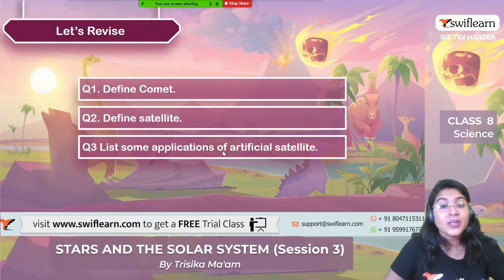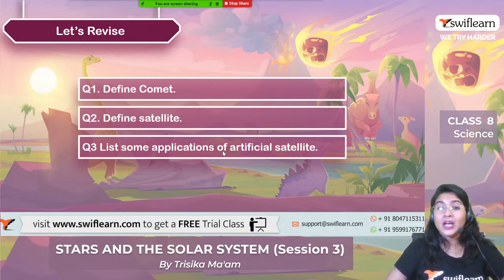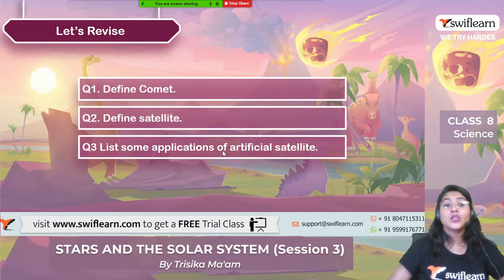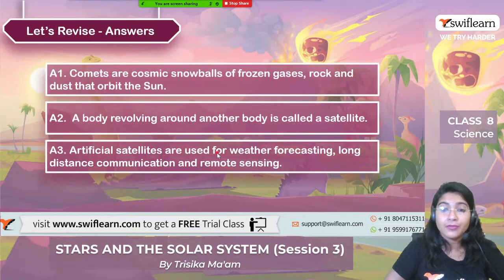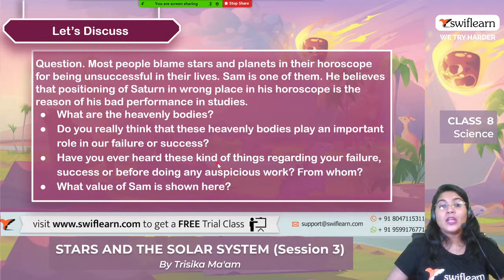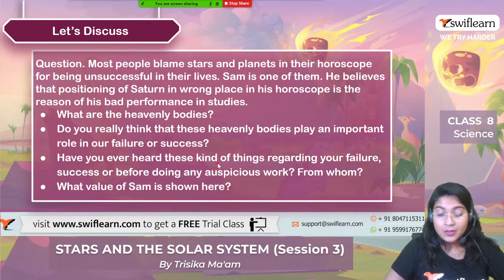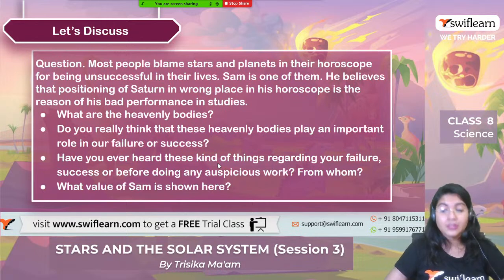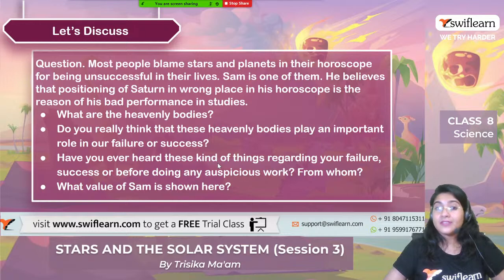Now, coming to the third question, list some of the applications of the artificial satellite. What will you write over here? Telecommunication, sending the different signals for television and radio, right? It helps with weather forecasting as well as remote sensing. So these are some of the applications of the artificial satellite. Fine. Now let us move on to a case based question.